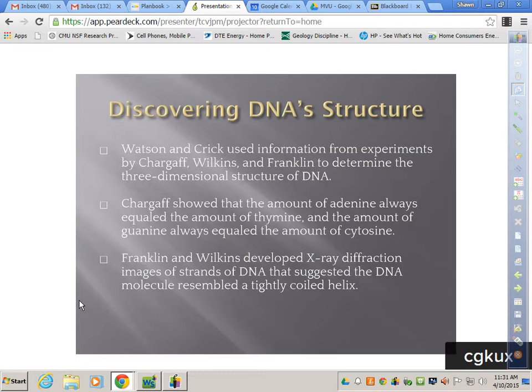So these guys determined the shape of it, but they didn't know it was two strands. And then Chargaff, they figured out there were equal amounts of G's with C's. You put those two together, you get a double helix, right? We'll show you what I mean.